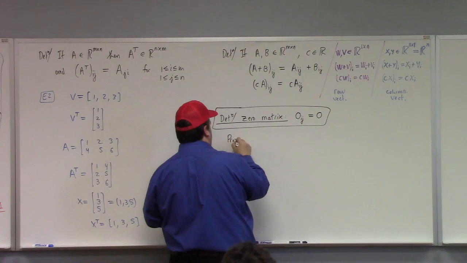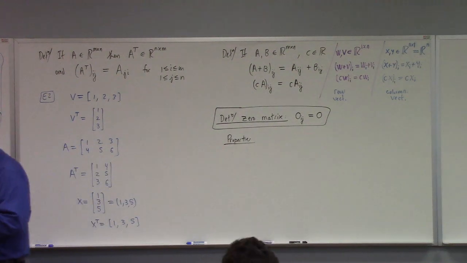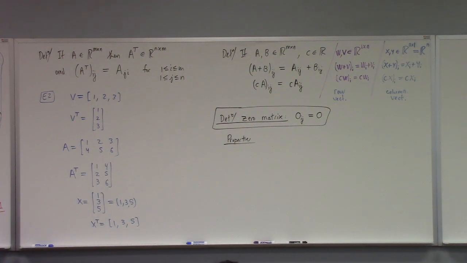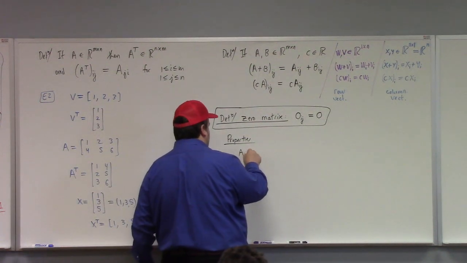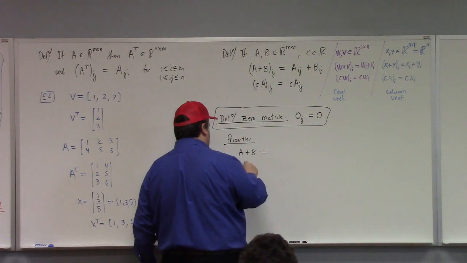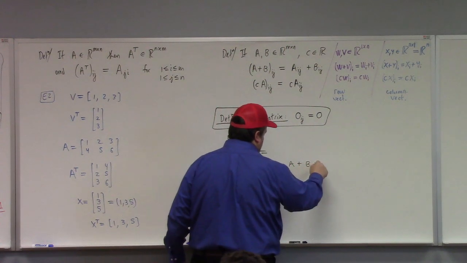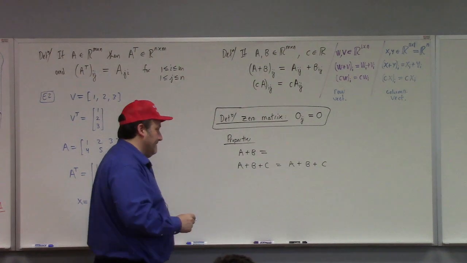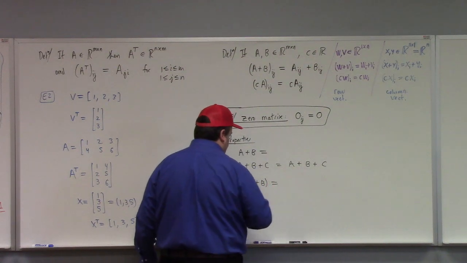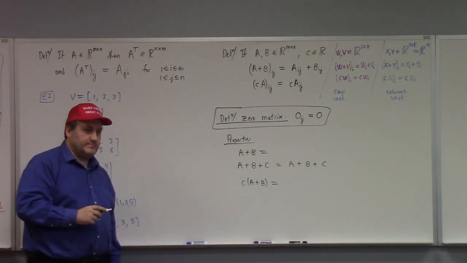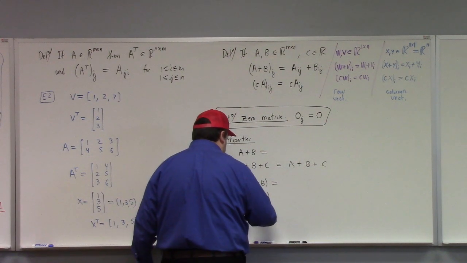So we can rattle off some properties of matrix addition here right quick before I get on to the next thing, which is a little bit more interesting. So how about this? If we have a plus b, can you tell me anything about it? What's it equal to? What if I have a plus b plus c? What if I have like c times a plus b? What if I have 0 times a? Or c times the zero matrix?